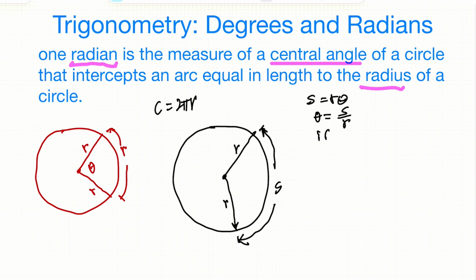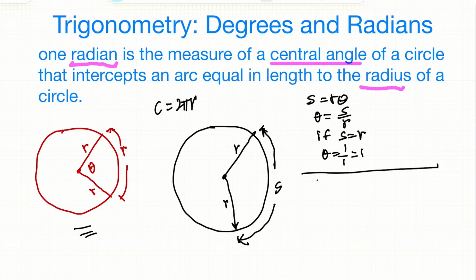So now if we take the case where s is equal to r, which was just our basic definition, then we get theta is equal to 1 over 1 is equal to 1. So that is just the basic definition here. This is when 1 radian. So we just showed that our equation there satisfies that special case.